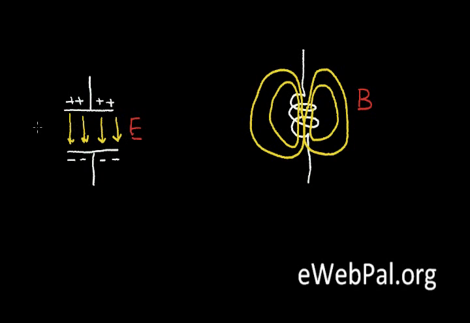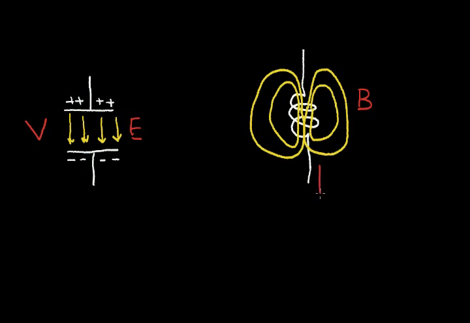To create this electric field in the capacitor, I must apply a voltage across the plates. But to create the energy field in the inductor, I don't apply voltage. Instead, I run a current through the inductor, I. So the role of voltage and current is reversed between the capacitor and the inductor. To create energy in the capacitor, I apply voltage. To create the energy in the inductor, I apply current.